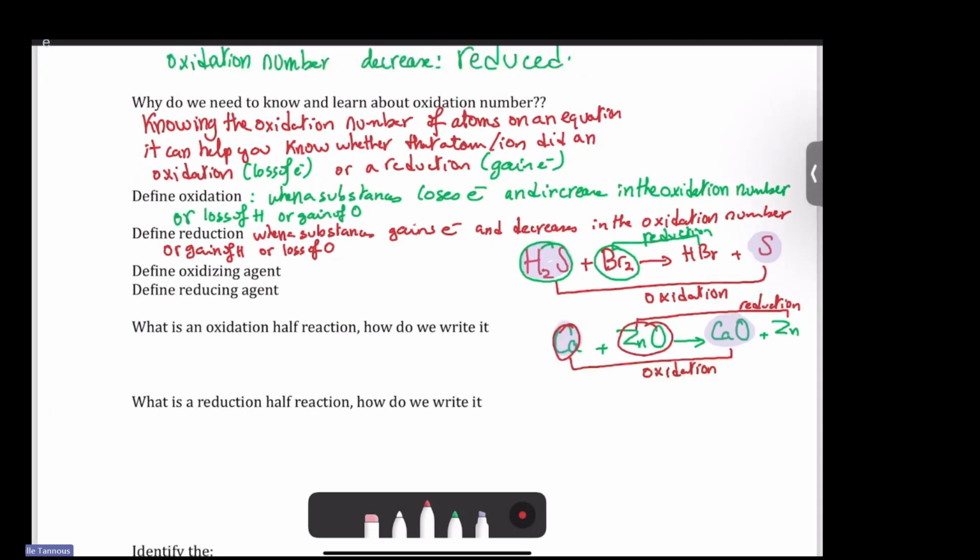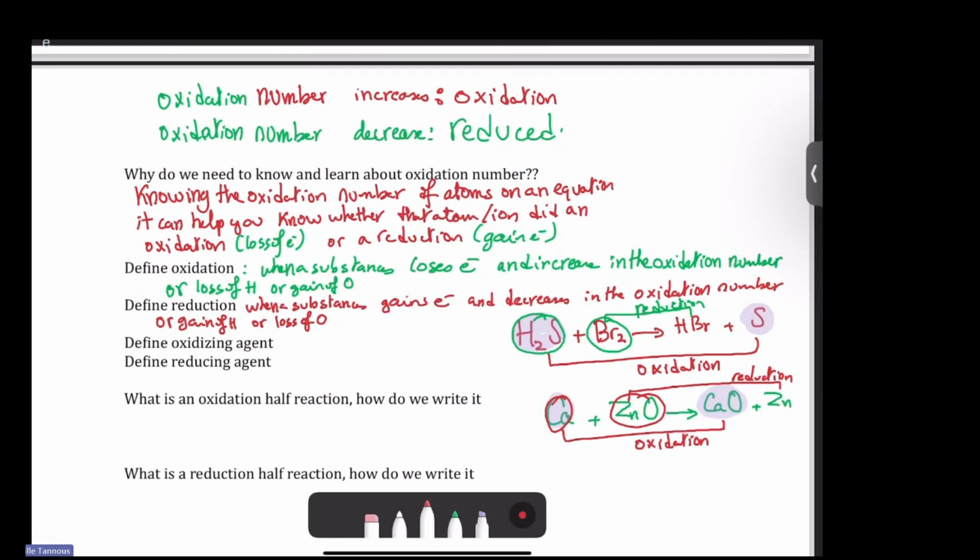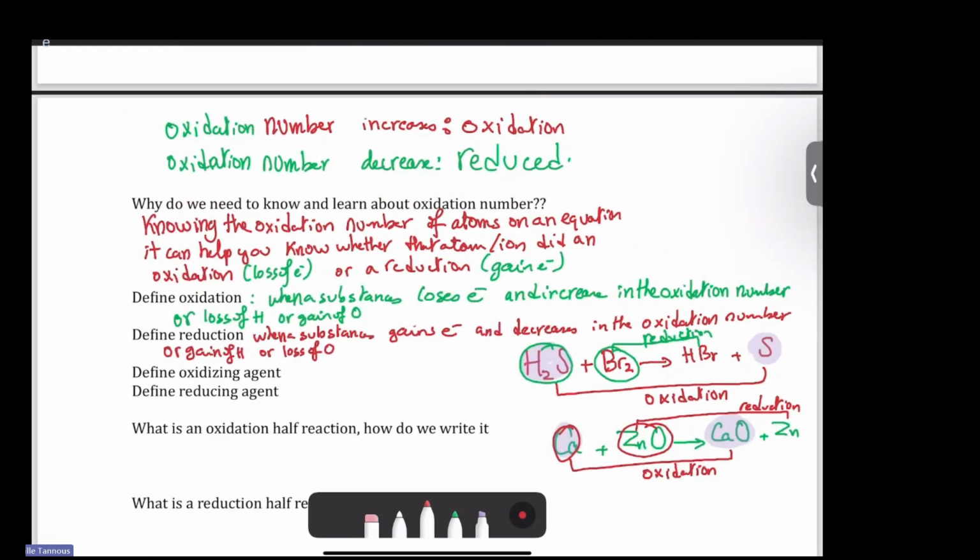And I don't prefer to look at loss of hydrogen and loss of oxygen because I cannot use it all the time. What if the equation doesn't involve oxygen and hydrogen? Sometimes it involves them and it's not clear. So it's always better to watch the change of the oxidation number, if it increased or decreased, and better to see if the substance lost or gained electrons. Like this, you'll be on the safe side. But we still need to know the definition in case we were asked to write the definition.